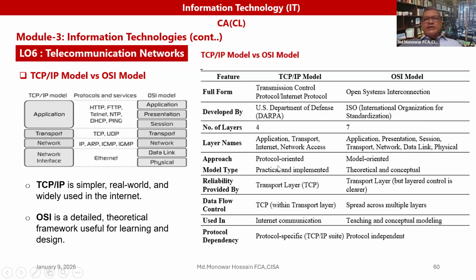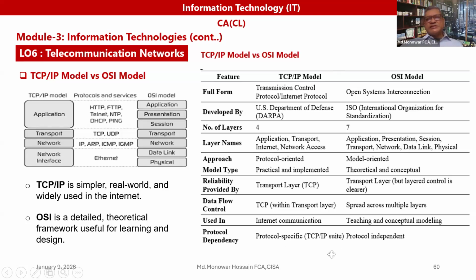On approach and model type, the TCP/IP model is protocol oriented, practical and implemented. But the OSI model is model oriented, theoretical and conceptual. Reliability in the TCP/IP model is provided by TCP at the transport layer, but in the OSI model the transport layer controls reliability. Data flow control in the TCP/IP model is within the transport layer, but the OSI model separates it across multiple layers.